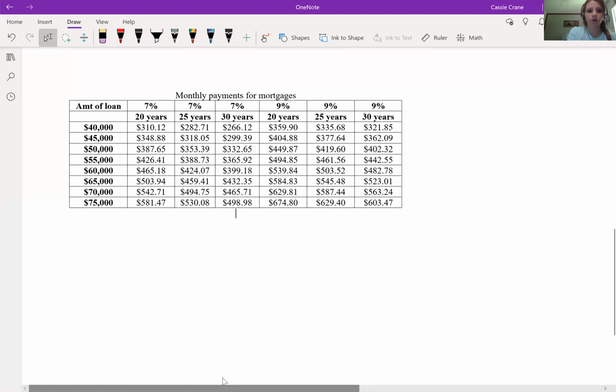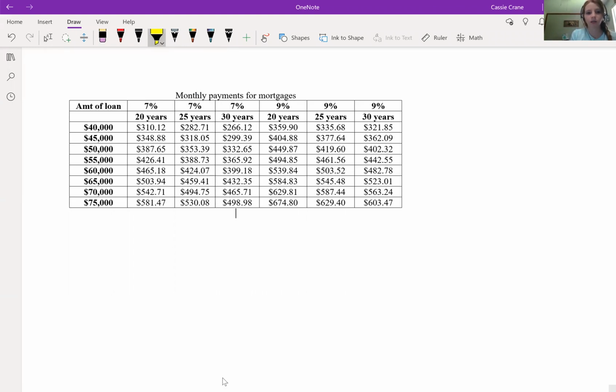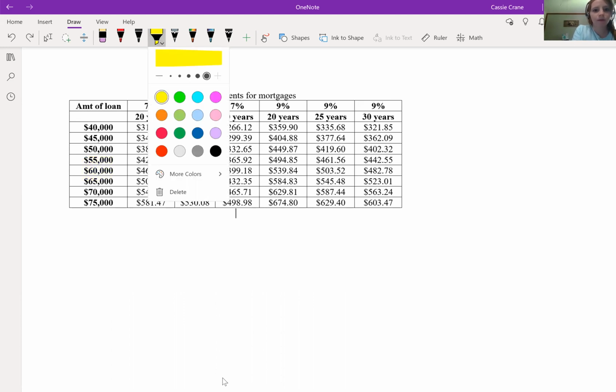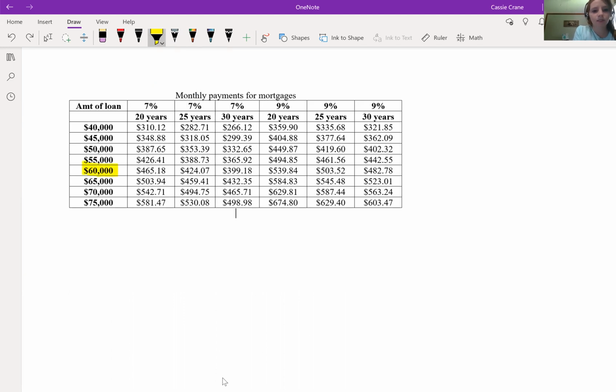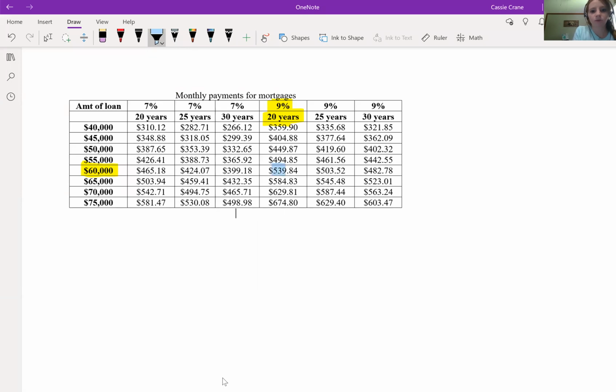So just to show you how this works, which you probably understand anyway, if we were taking out a $60,000 loan at 9% interest for 20 years, then our monthly payment would be where those intersect, which is right here, $539.84.